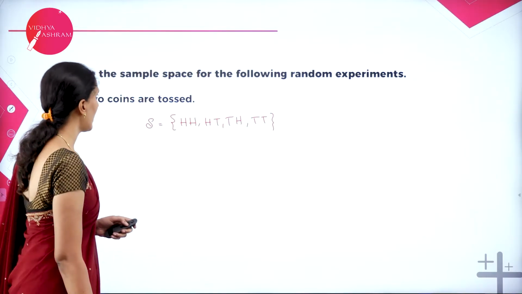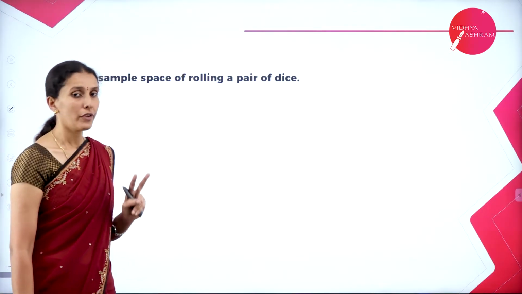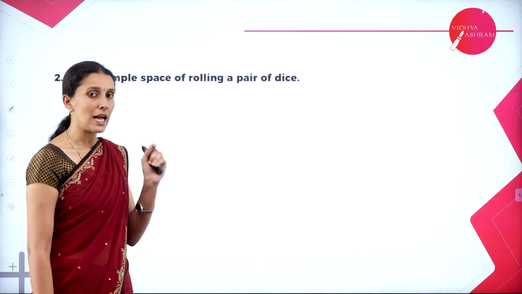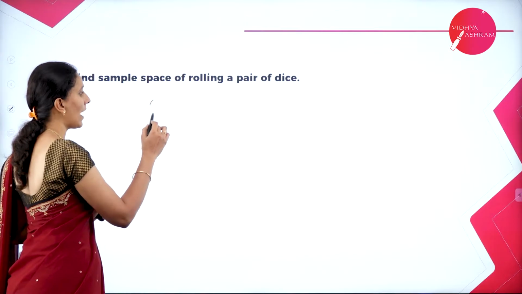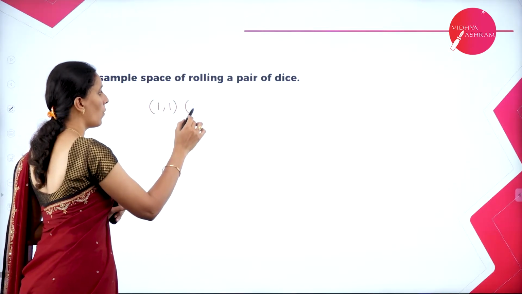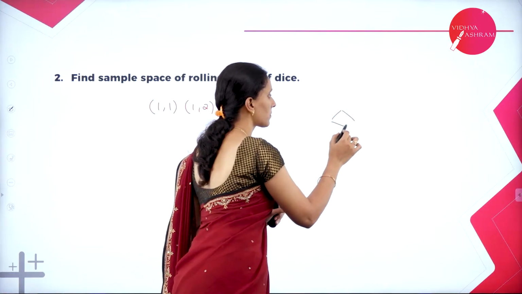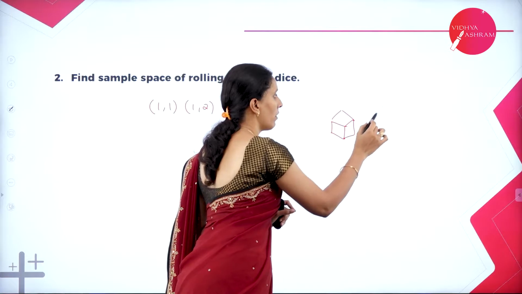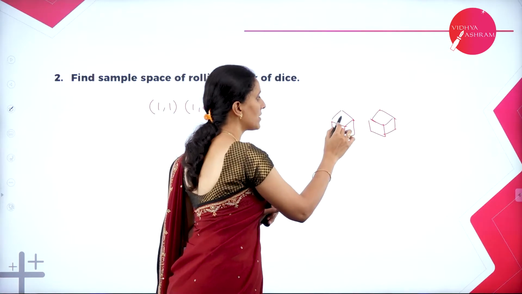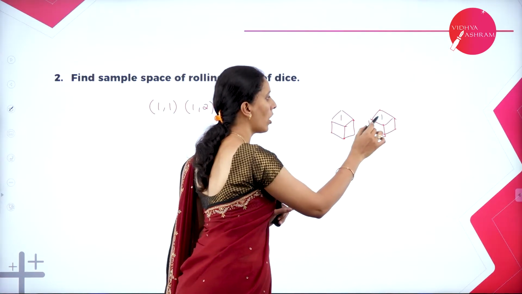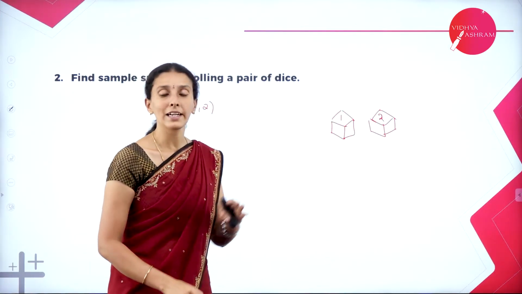Let me take the second one. Find the sample space of rolling a pair of dice. So we have 2 dice here. What are the chances of getting the output? Both can have 1, 1, or 1, 2. Suppose you have 2 dice here, and one more die. The faces may be 1, 1, or here 1, here 2, or here 1, here 3, like this. The faces may get different numbers.